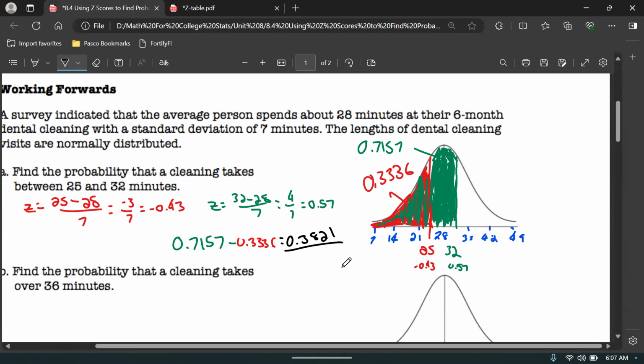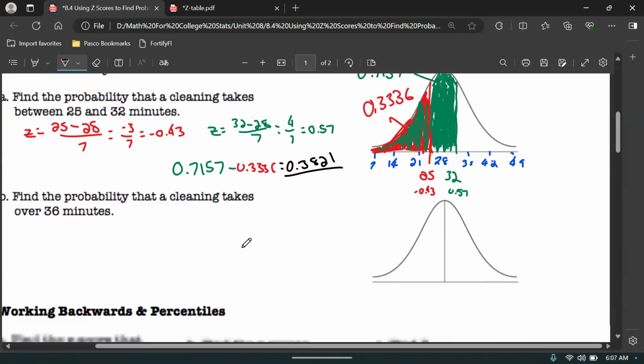All right, so it's a bit of a process, but it all gets tied together pretty well. So remember, you have to start by finding the z-scores for these values, then find the areas with those z-scores, and then just subtract the areas.